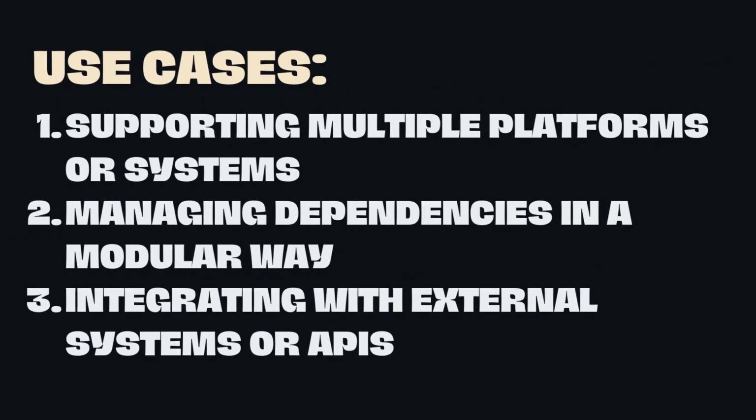By supporting multiple platforms or systems, if your application needs to support different platforms such as Windows, Mac, or Linux, or different systems like web-based and mobile, the abstract factory pattern can help you create families of objects tailored to each of the platform or system. It also helps you manage dependencies in a modular way. Abstract factory pattern helps manage dependencies between objects in a modular and decoupled manner. It also is good for integrating with external systems or APIs. When integrating with external systems or APIs that have different implementations, the abstract factory can provide an abstraction layer to hide the complexity and the differences among them.